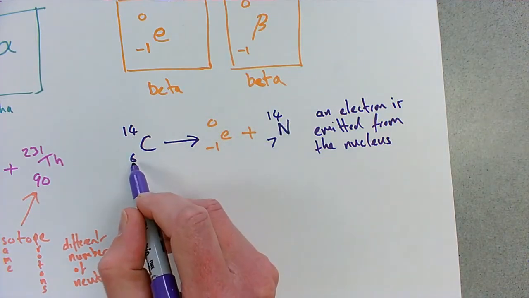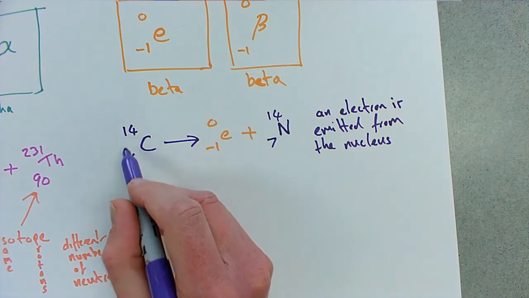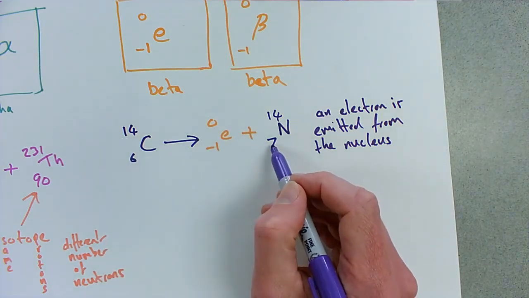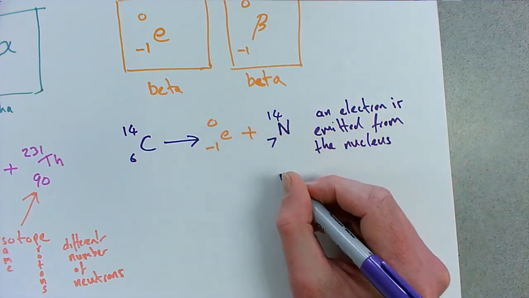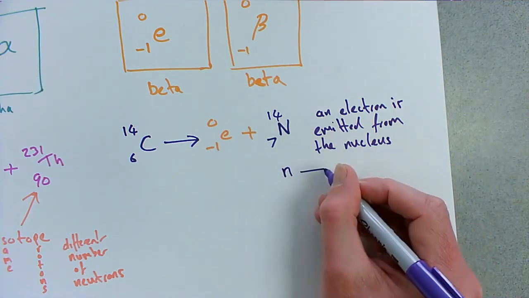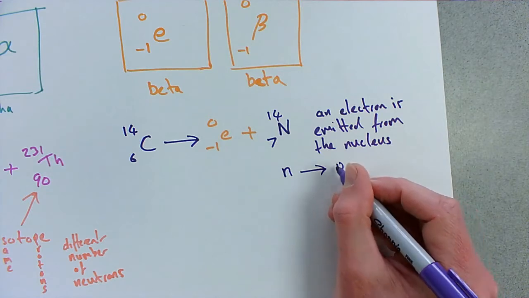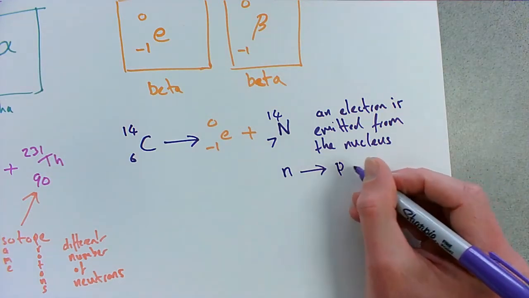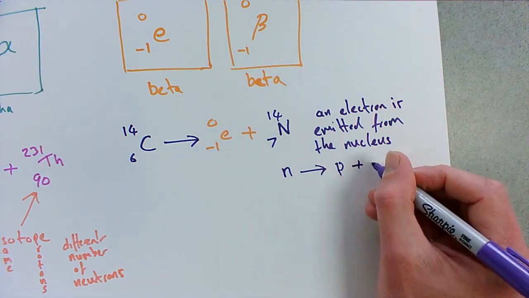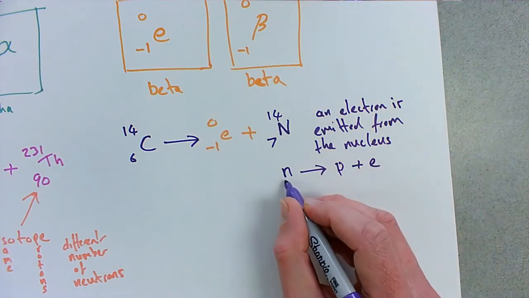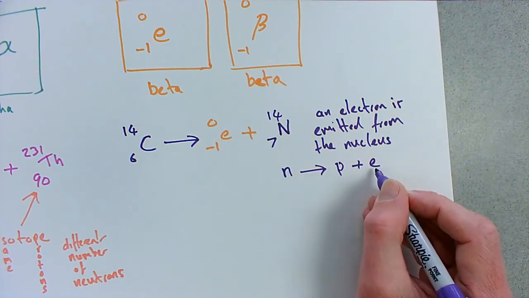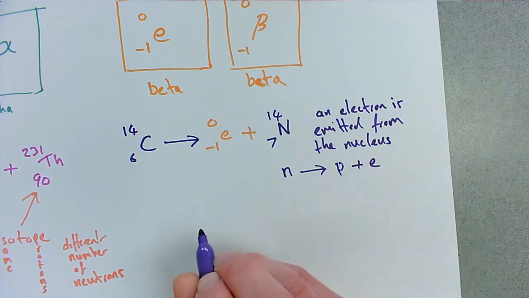So to start with, we had 6 protons, 8 neutrons, that makes it 14. Now we've got 7 protons, must only have 7 neutrons. So what's actually happening is a neutron has turned into a proton, and in the process, it also emits an electron, or produces an electron. So a neutron turns into a proton and then emits an electron, and that electron is the beta decay.